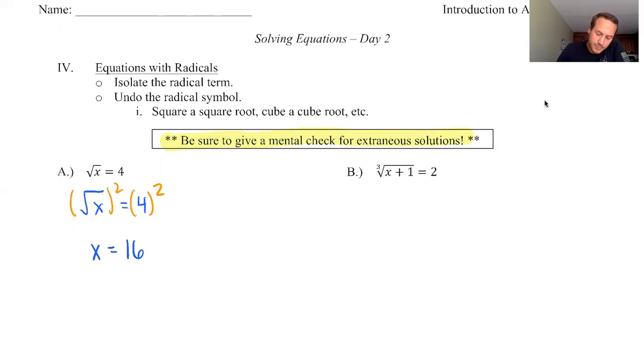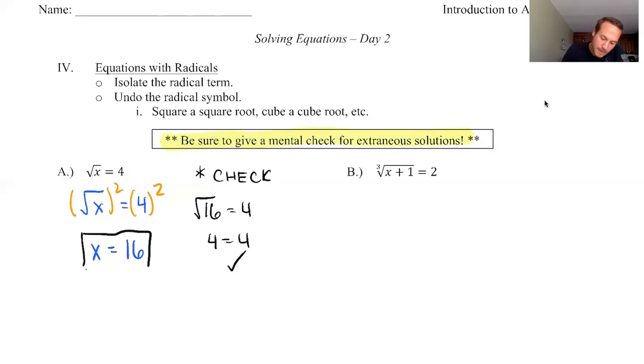If I plug in, again, mental check. It doesn't have to be written down, but I can't really show you a mental check other than me writing it down. So when we do this check, again, mental is okay. I cannot stress that enough. Square root of 16 is 4. 4 equals 4. That works out. This is a good answer. So you can do that in your heads. Totally okay.